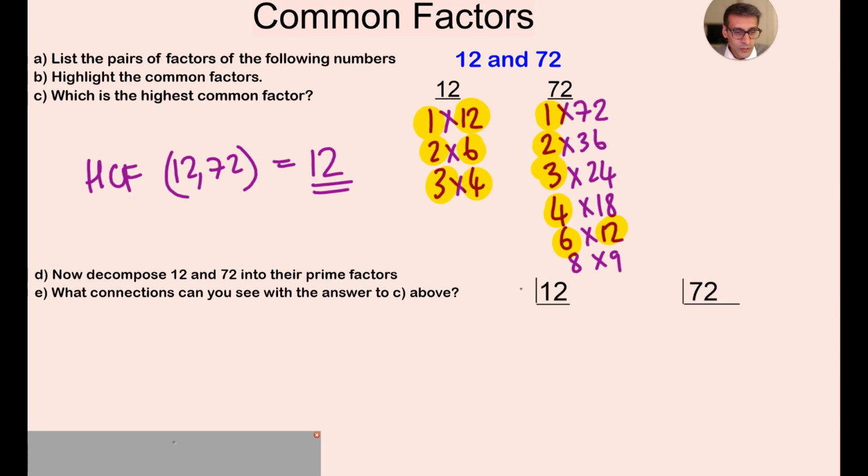So for 12, you can divide it by 2 to get 6, divide it by 2 to get 3, divide it by 3 to get 1. So 12 is equal to 2 times 2 times 3.